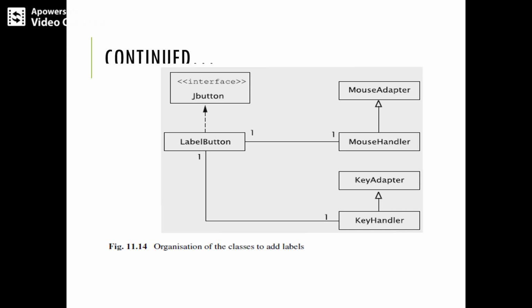So in this figure, the class mouse handler extends the Java class mouse adapter, which is responsible for keeping track of mouse movement, whatever mouse movement I am doing. All the mouse clicks invoke the appropriate controller method to set up the label. So these are the classes to add labels that we are going to discuss.